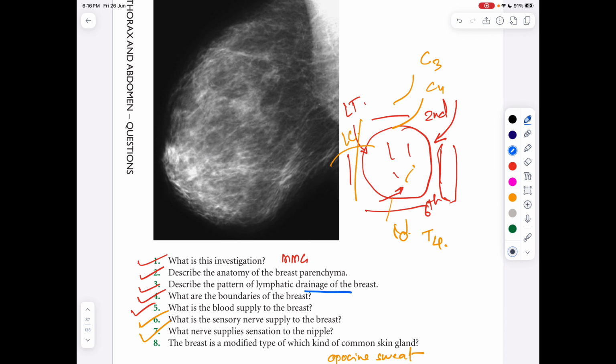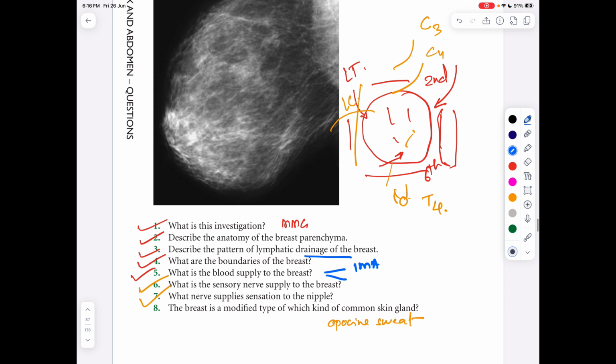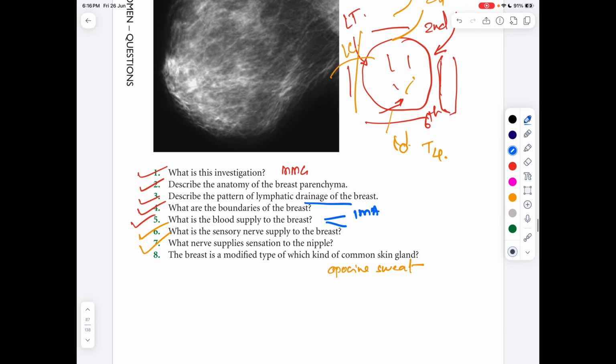What is the blood supply to the breast? We receive blood supply from the internal mammary artery, intercostal branches, lateral thoracic artery, perforating branches. The sensory nerve supply of the breast skin is supplied by the supraclavicular nerve, lateral cutaneous nerve, anterior thoracic nerve, perforating cutaneous branches, intercostal nerves. What is the nerve supply and sensation to the nipple? The nipple has the fourth intercostal nerve. The breast is a modified type of sweat gland, an apocrine gland.